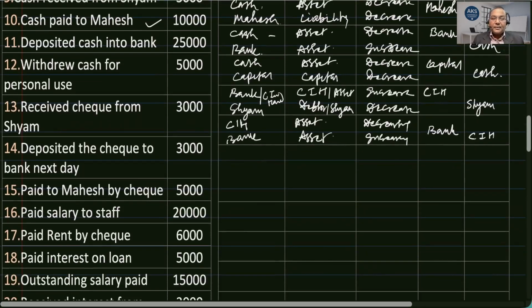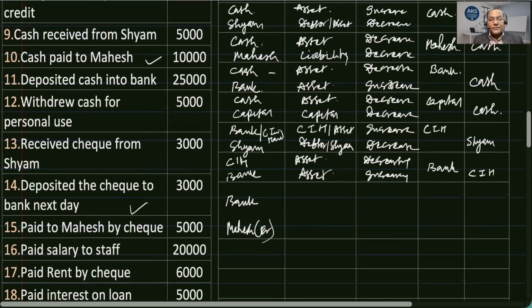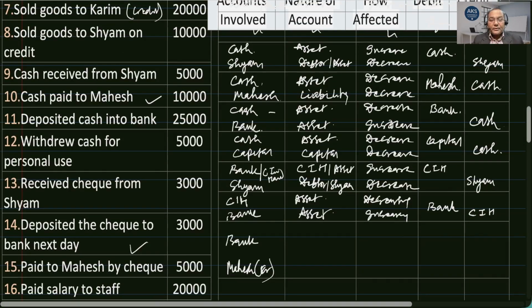Now, paid to Mahesh by check, 5,000. This is an important thing. So far we have seen payments made in cash. Now we are making the payment by check. What are the two accounts that get affected? One is bank and Mahesh is a creditor. Bank is an asset and Mahesh, a creditor, is a liability. The payment to Mahesh is made by check, so the asset is decreasing.